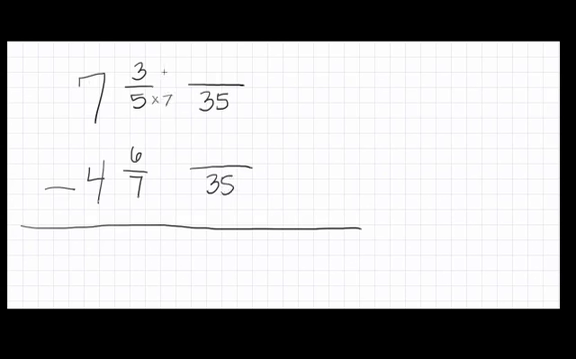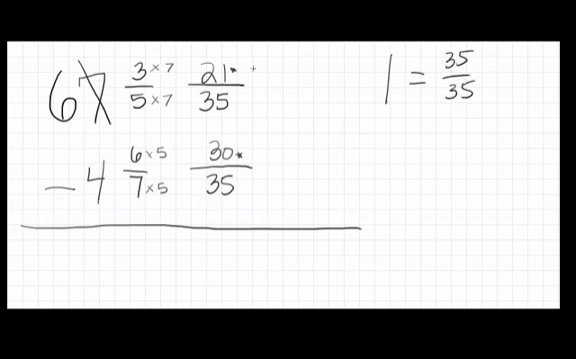So we went 5 times 7 here, which means we have to go times 7 on the top, 21. 7 times 5 here, 6 times 5 here, which gives us 30. And we notice the same thing. The 21 is smaller than our 30 here, so what to do? We're going to borrow 1 from the 7, giving us 6. And that 1 that we borrow is going to be equal to 35 35ths because we are in 35ths. So now we're going to add this 1 that we borrowed to the 21 35ths. It's kind of an ugly problem. So we'll go 35 35ths plus 21 35ths equals 56 35ths, which means that this becomes 56 35ths.